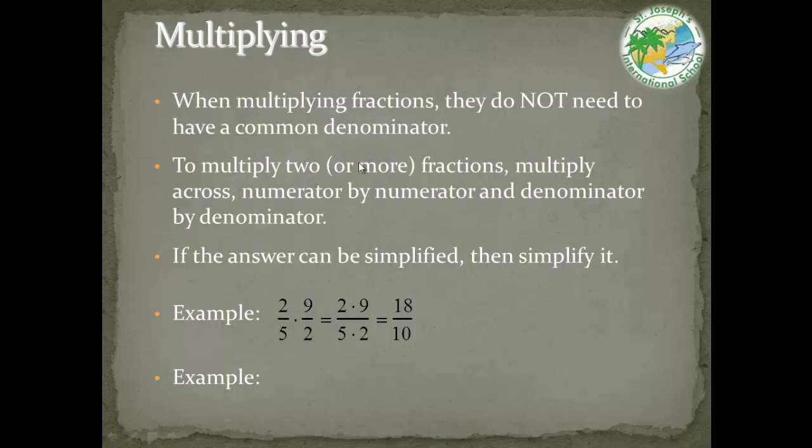To multiply two or more fractions, multiply numerator by numerator and denominator by denominator. If the answer can be simplified, then simplify it. Example: 2 over 5 times 9 over 2 equals 2 times 9 over 5 times 2, which equals 18 over 10. Okay?